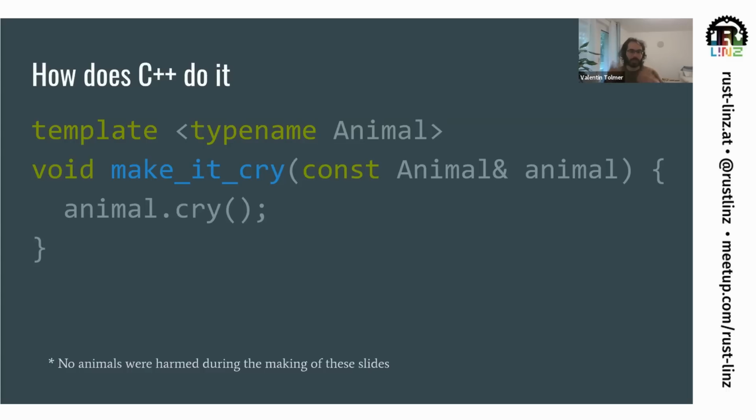It's just a name for the type, and we don't have a way to restrict to the interface animal. And actually, you could pass something that's not an animal, but as long as it has the cry method, it would work.